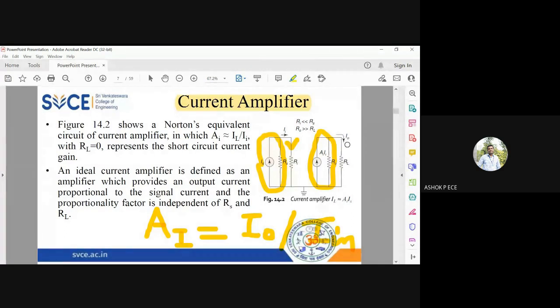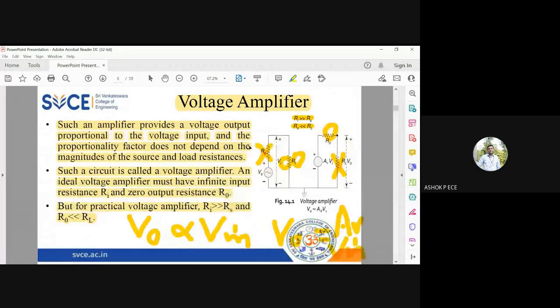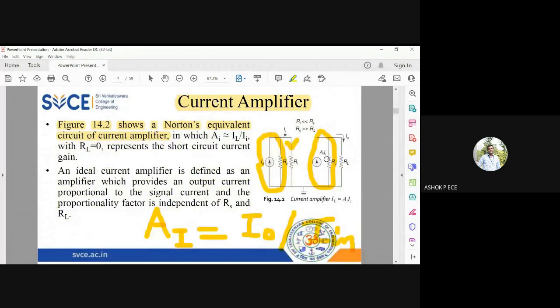Is this clear to everyone? This is drawing the circuit from the current gain equation. Usually this is represented as a Norton's equivalent. Whenever you have a current source parallel to a resistance, you call this a Norton's equivalent circuit. Whenever you have a voltage source in series with a resistance, you call it a Thevenin's equivalent circuit. So on both the input and output side, I'm going to have a Norton's equivalent circuit for the current amplifier, and a Thevenin's equivalent circuit for the voltage amplifier.